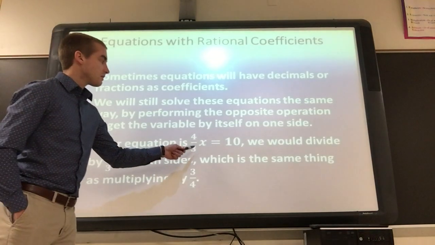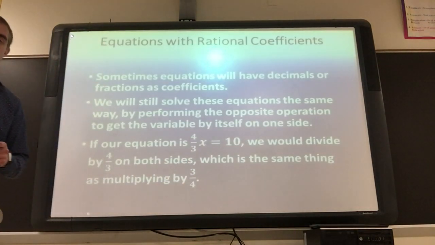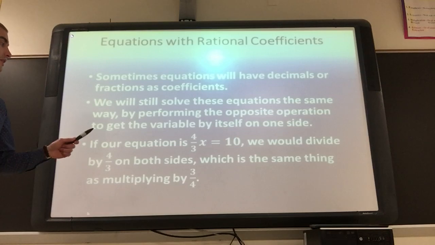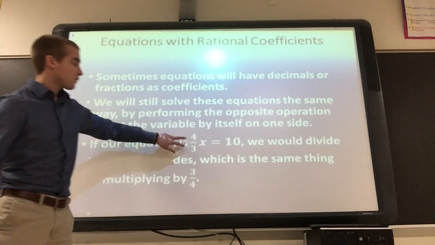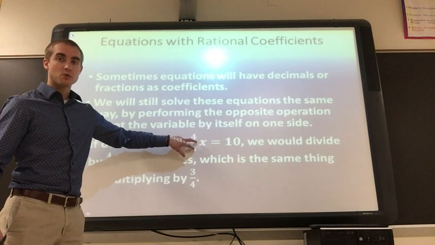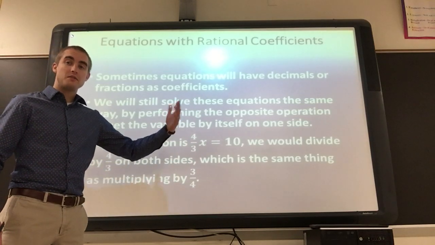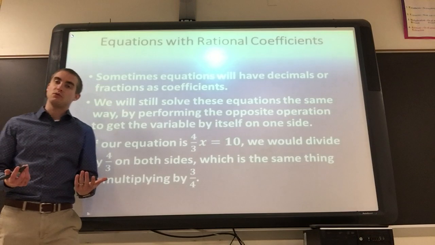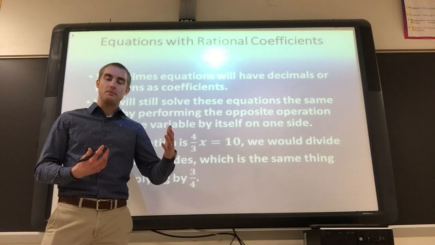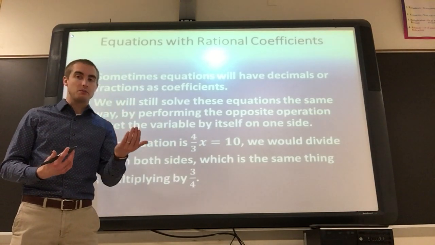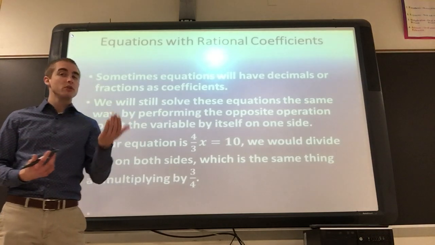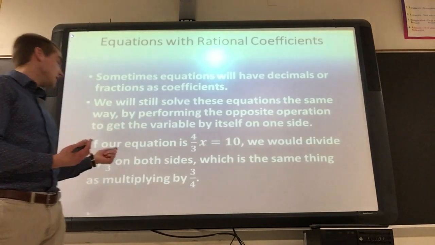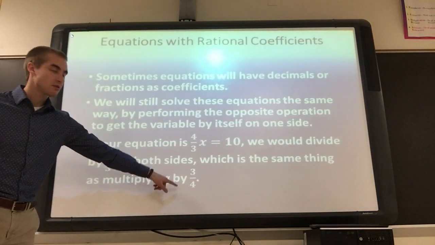So we've got 4/3 x equals 10. This is 4/3 times x. So we're going to divide by 4/3. Well, when we divide fractions, remember we do keep, change, flip. We flip the second fraction. So really what we would be doing is multiplying by 3/4.